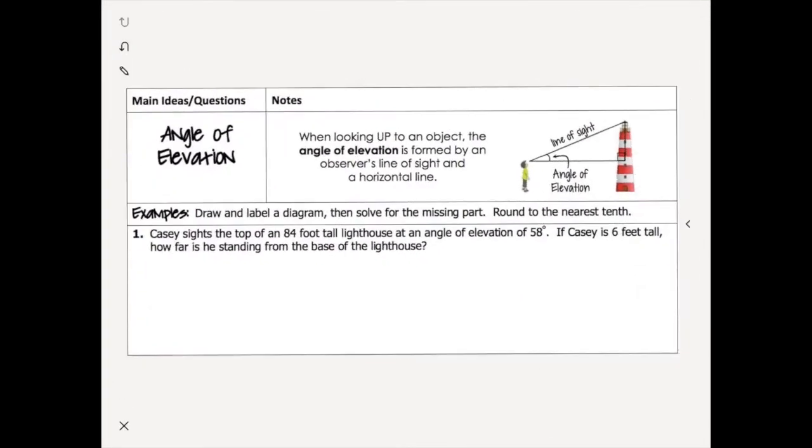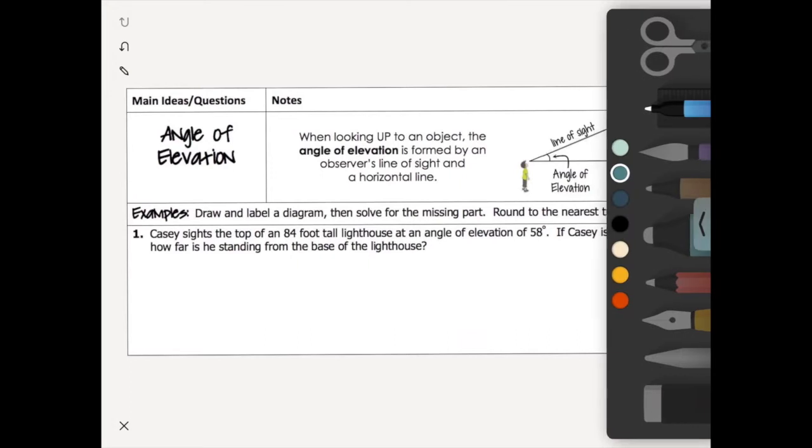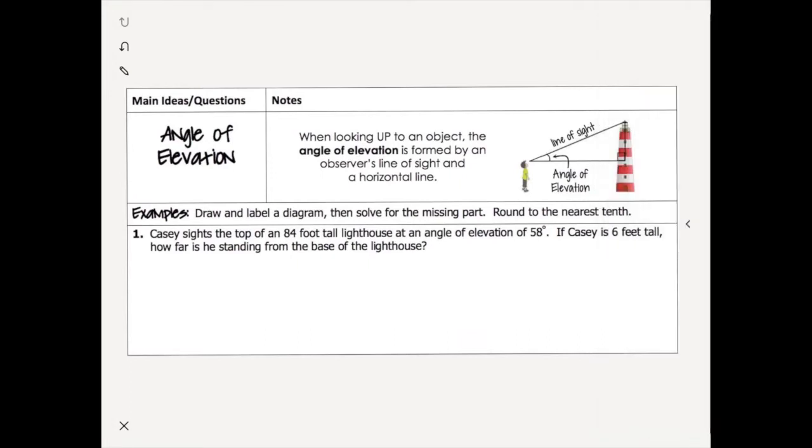So the diagram is kind of already drawn for us here, but I'm going to draw my own diagram based off of what is in the question. So it says Casey sights the top of an 84-foot tall lighthouse at an angle of elevation of 58 degrees. If Casey is 6 feet tall, how far is he standing from the base of the lighthouse? So I'm going to draw my diagram.